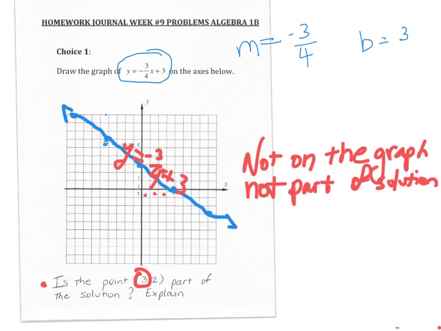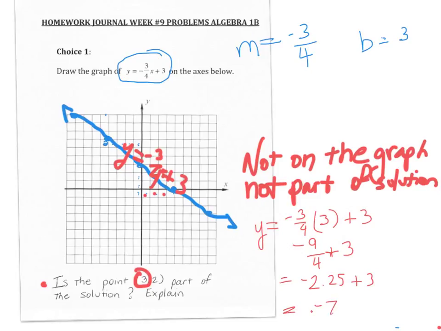So let's go back to our equation. We have y is equal to negative 3/4 x, which I'm going to substitute 3 for x, plus 3. Well, negative 3/4 times 3 gives me negative 9 over 4 plus 3. That's equal to negative 2.25 plus 3. And that gives me 0.75.